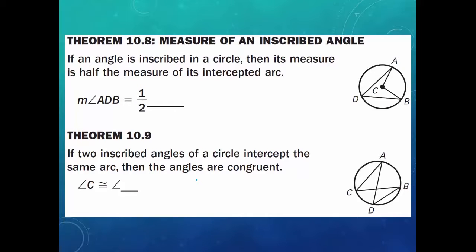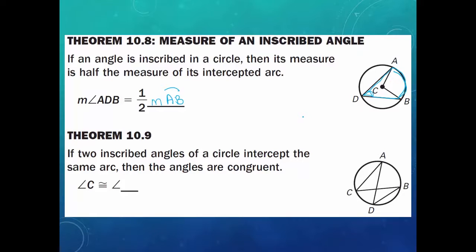Theorem 10.8. Measure of an inscribed angle. If an angle is inscribed in a circle, then its measure is half the measure of its intercepted arc. So the measure of angle ADB, which is this angle right here, is half of the measure of arc AB. The way I remember this is I think about an ice cream cone. So angle ABC looks like an ice cream cone, and arc AB is the ice cream on top of the cone. The angle measure of the inscribed angle is half of my ice cream because it's smaller, and then the arc is 2 times my cone because it's bigger.